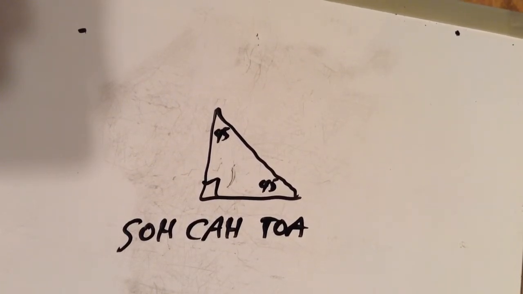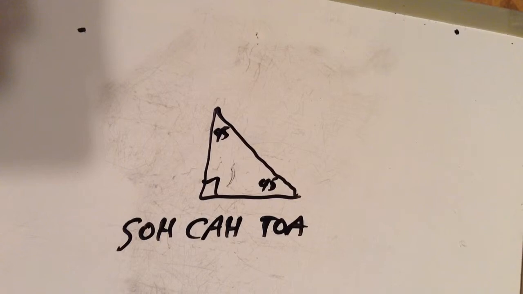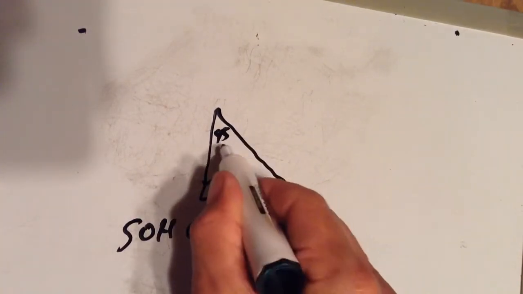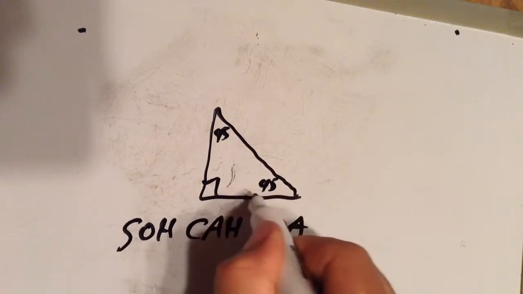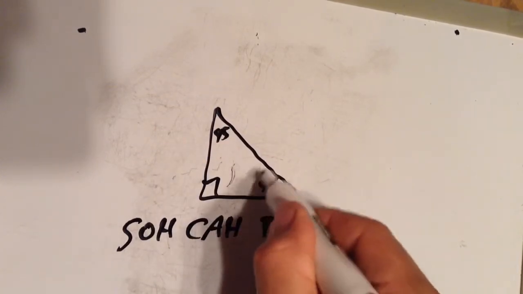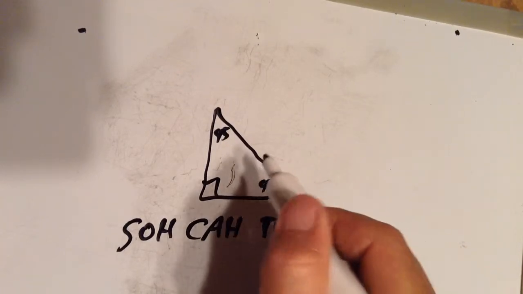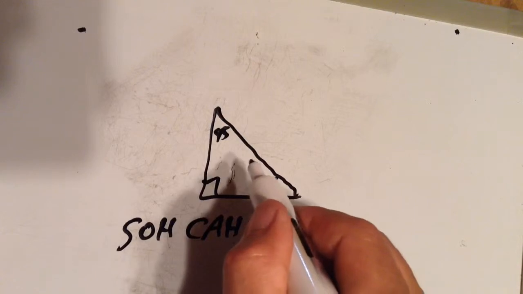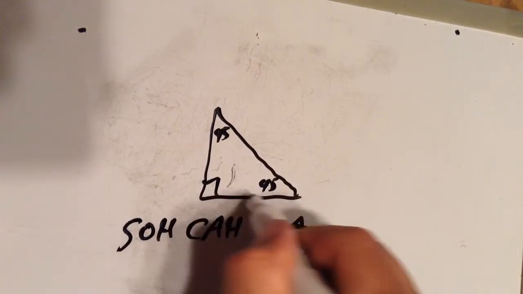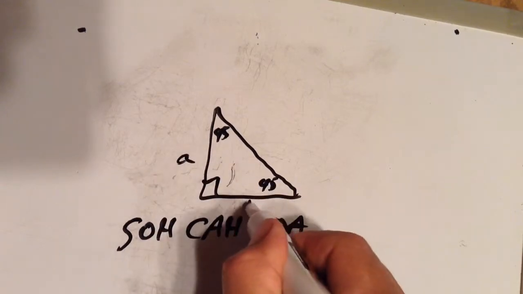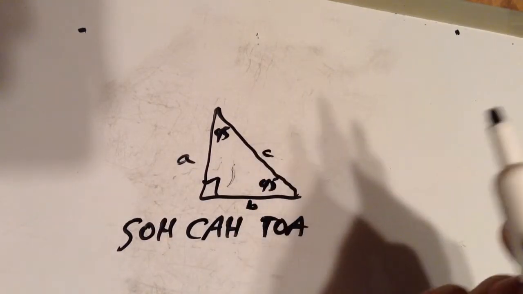The sine of 45 degrees is equal to the length of the opposite side. See, here's our 45-degree angle. This side would be opposite of that 45-degree angle. The sine of 45 degrees would be equal to the length of the opposite side divided by the length of the hypotenuse. Let's call this A, call this B, and this C.